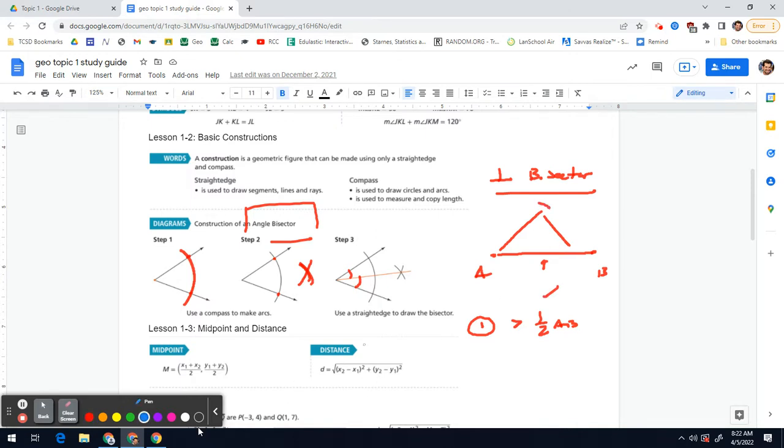Then you keep the compass setting the same. You put the compass over here. You make arcs down there and up there. And then you connect those. And that gives you your perpendicular bisector. Okay, but again, this idea, more than halfway.